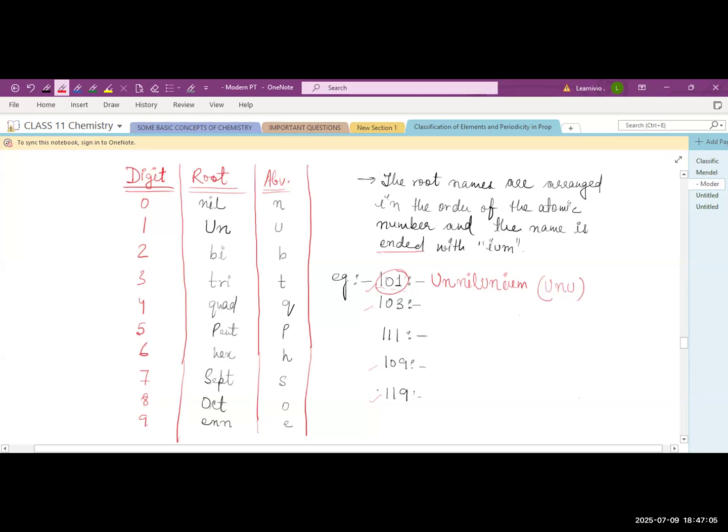Okay, got it, Sanidhi? Yes, ma'am. Just write down the names of these four: 103, and the others.